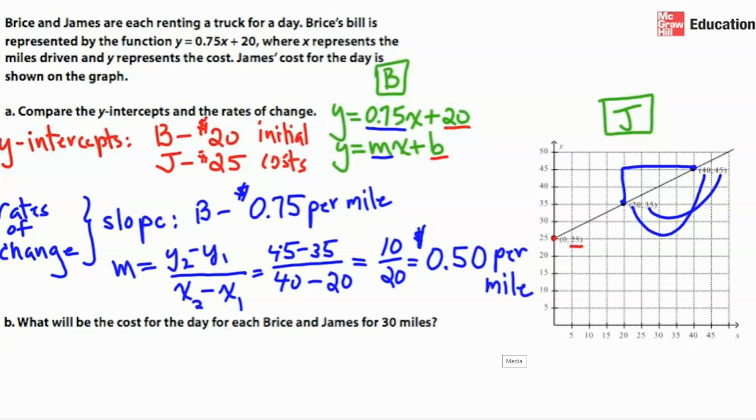So just to reiterate, the initial cost for Bryce's truck is $20. The initial cost for James's truck is $25. Bryce is going to pay 75 cents per mile. James is going to pay 50 cents per mile. Part B, what will be the cost for the day for each Bryce and James for 30 miles?